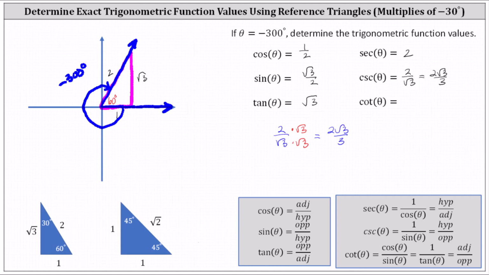And finally, the cotangent function value, or the cotangent of negative 300 degrees, equals the reciprocal of the tangent function value. The reciprocal of square root 3 is 1 divided by square root 3, or using the reference triangle, the cotangent function value equals the ratio of the adjacent side to the opposite side, which either way gives us 1 divided by square root 3, which if we rationalize the denominator, we have square root 3 divided by 3.